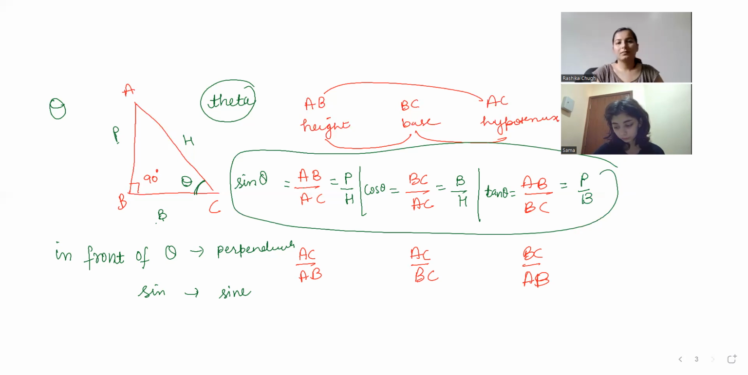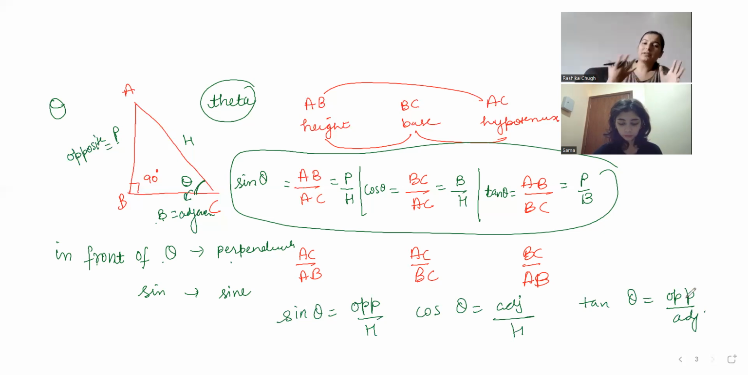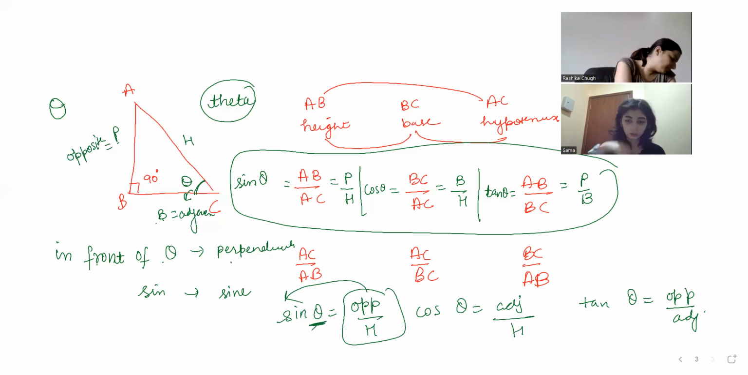Just one small thing. When we say in front of theta is perpendicular, we just say this is opposite and this is adjacent, because it is adjacent to theta, to that angle. So you can write sine theta as opposite over hypotenuse, cos theta as adjacent over hypotenuse, and tan theta as opposite over adjacent. These are names given by us only. It's not something which was already there. For each ratio, we have given the name with respect to the angle.